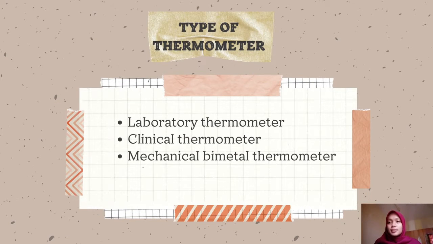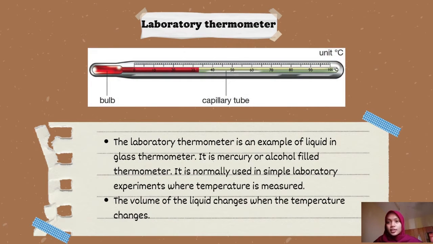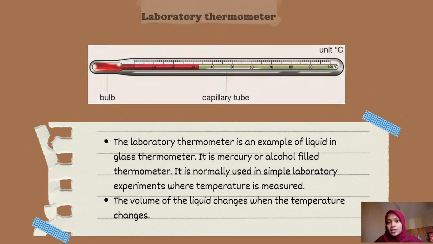Here, I list some types of thermometer, which are laboratory thermometer, clinical thermometer, mechanical bimetal thermometer, and infrared thermometer. So first, laboratory thermometer. Laboratory thermometer is an example of a liquid in glass thermometer that is filled with mercury or alcohol. It is normally used in simple laboratory experiments where temperature is measured. In this thermometer, the volume of the liquid changes when the temperature changes.